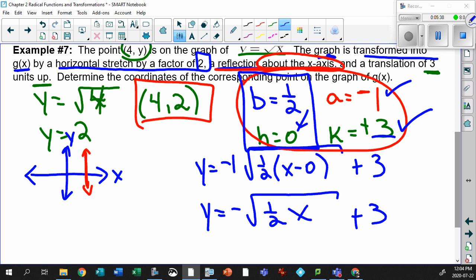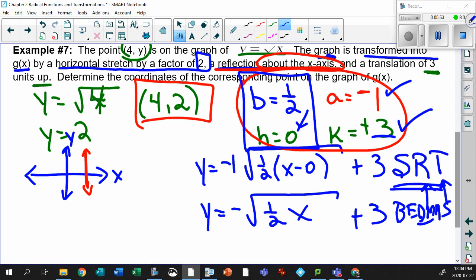Remember the most important thing: SRT. Stretches first, then reflections and translations. That's again based on the idea of BEDMAS. You multiply and divide first and addition and subtraction last. Okay, so let's look at our horizontal. Our b value is 1/2, which means it's a stretch of 2.